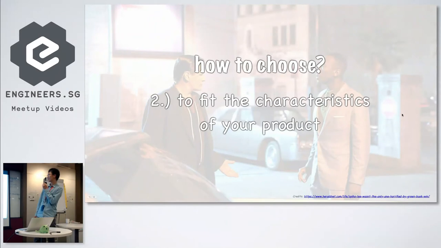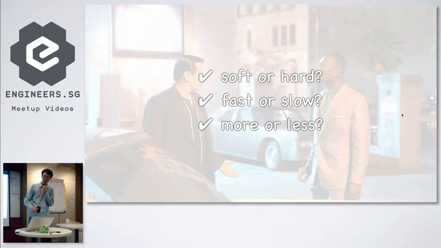Okay, so rule number two, how to choose animation, is to fit the characteristic, or the style, of your product. I think that's really important, because you could find all kinds of different animation effects, but what kind of animation fits your product is really important. You should think, for example, would you like your animation effects to be softer or harder, faster or slower? That's all really important to reflect your style or product, and gives your user different feelings. Okay, so that's rule number two.